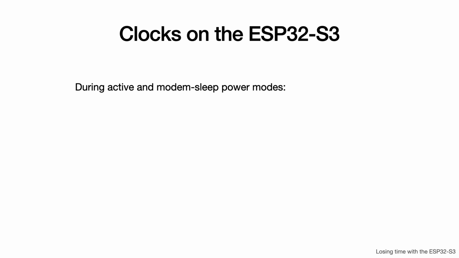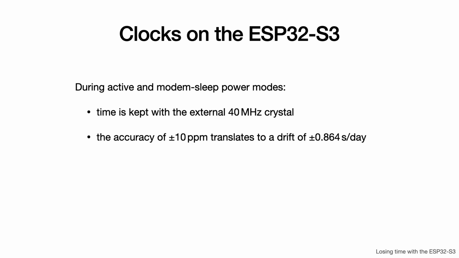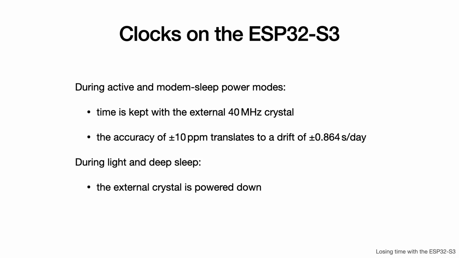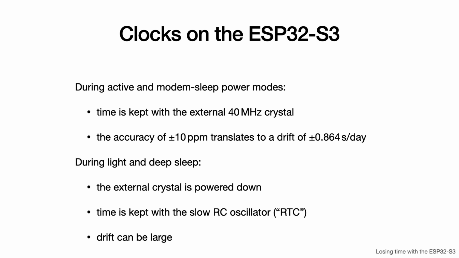Whenever the ESP is active, time is kept with a 40 MHz crystal. It will then drift by less than a second per day. During sleep, however, the crystal is powered down and time is kept with a slow RC oscillator. I'll refer to this oscillator as RTC. Therefore, the issues with clock drift must come from the RTC during sleep.